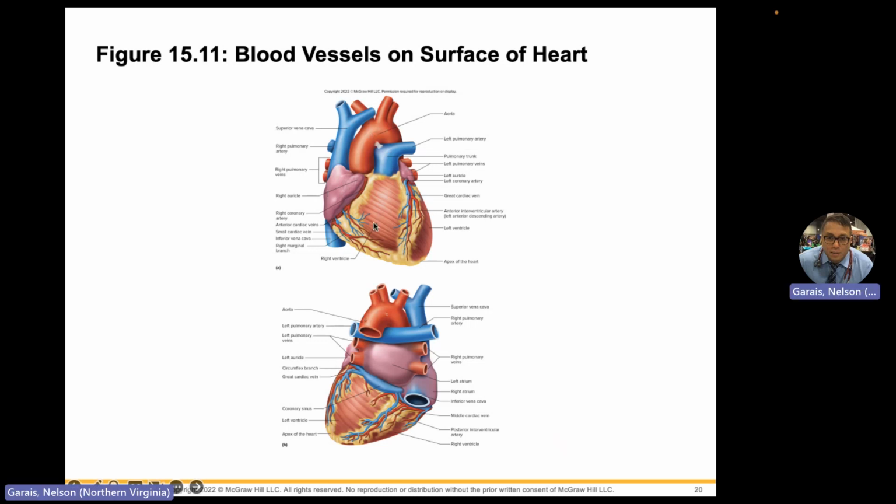This is anterior view, posterior view. So look at that slide. It's very good for lab.